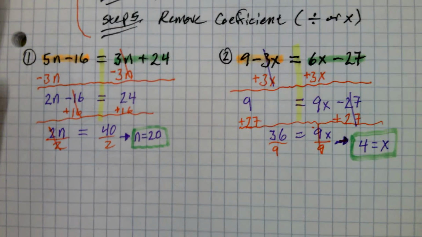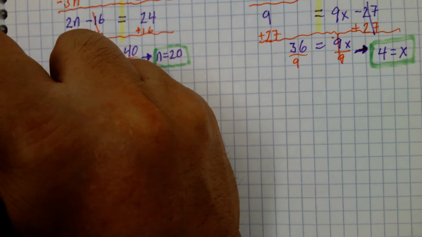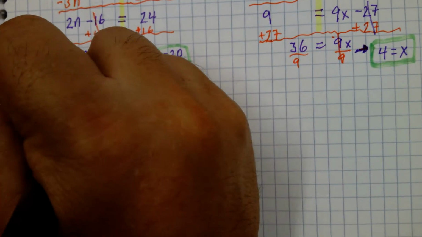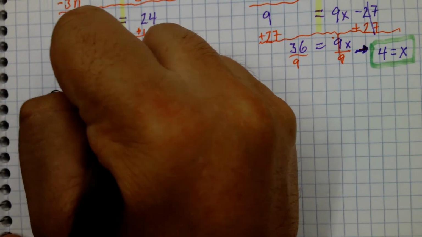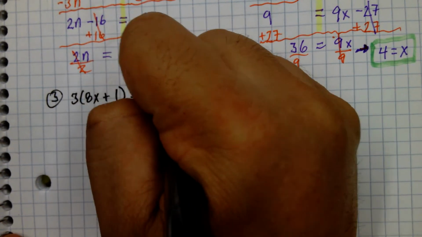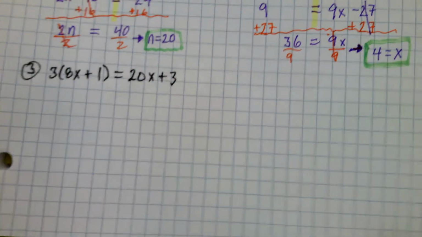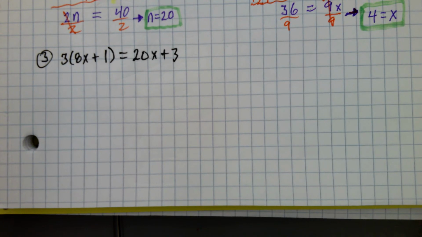All right, number 3. Número 3. Okay, let's do 3 parentheses 8x plus 1 equals 20x plus 3. Write that down. Three times the quantity 8x plus 1 is the same as 20x plus 3.